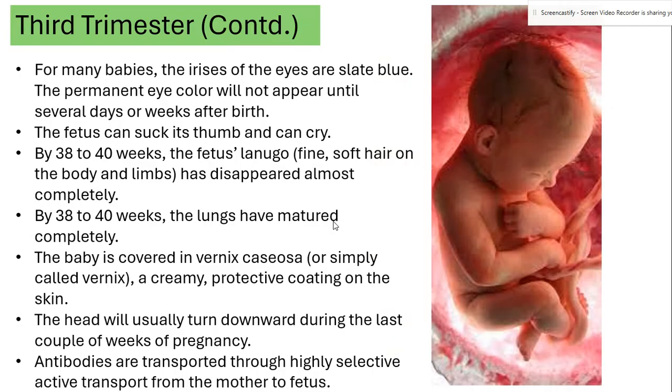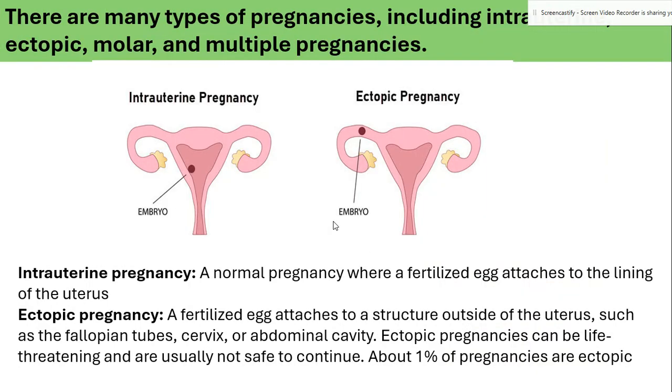Antibodies are transported through highly selective active transport from the mother to the fetus, right? These are the antibodies that are needed for the baby. This is exactly why a baby's immunity during the first few weeks is fully dependent on the mother's milk, okay? And that's why it's very important for a baby to drink mother's milk, because it has higher antibodies and it helps their immune system, okay?